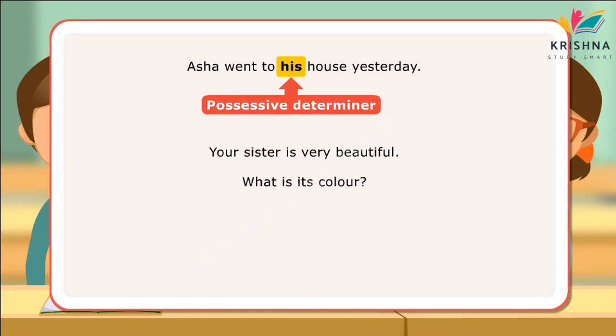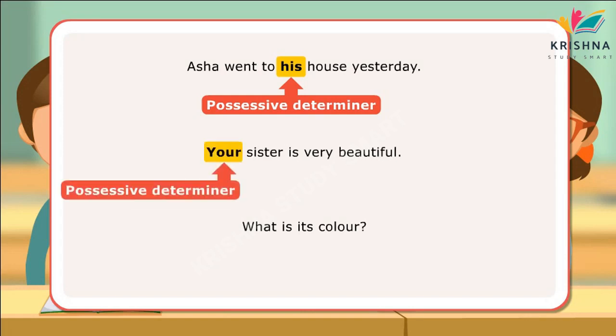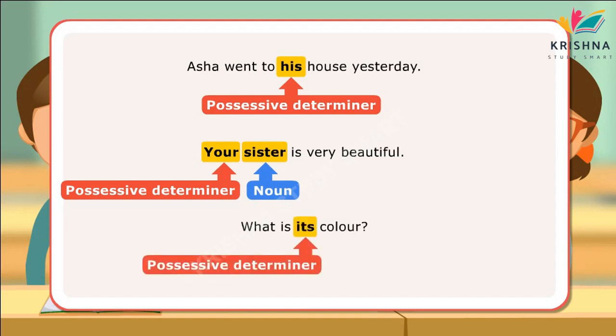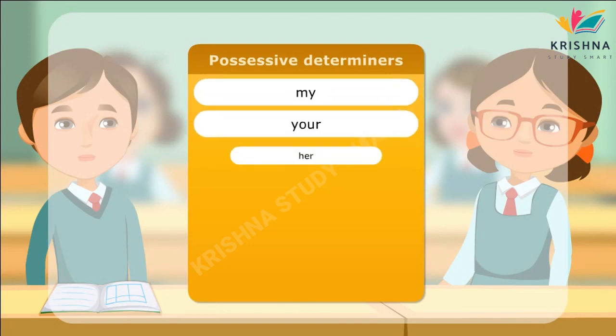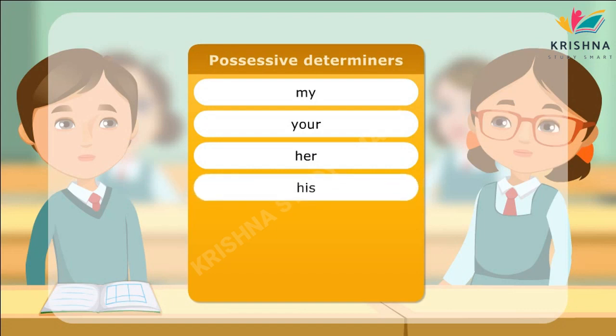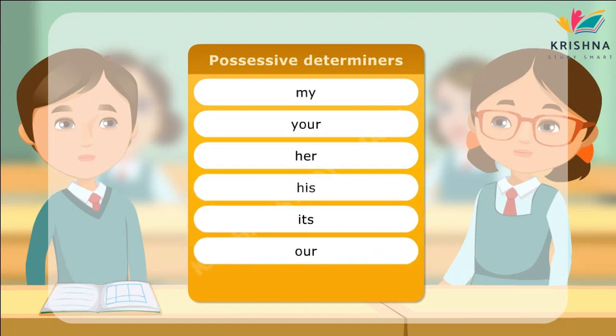by someone specific. In the next sentence, your is a possessive determiner since it precedes a noun and shows possession. In the third sentence, its is a possessive determiner since it is followed by the noun color and gives information of possession about the noun. Here is a list of possessive determiners: my, your, her, his, its, our, their.